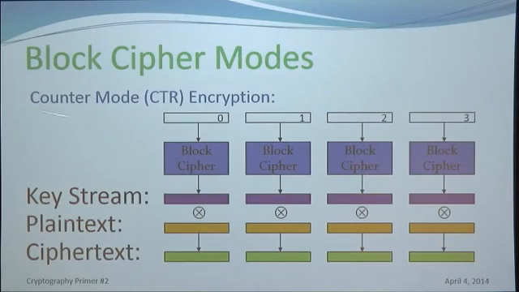So the idea is we just take whatever key we're using, and we just encrypt 0, then we encrypt 1, then we encrypt 2, then we encrypt 3, and you can see what comes next. And that will form some output. And that output we will use as a key stream and just XOR it with the plaintext and get ciphertext.